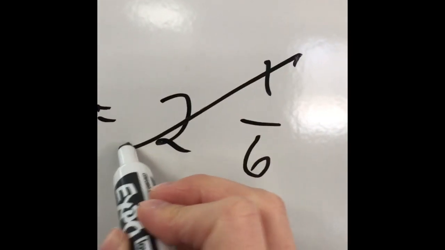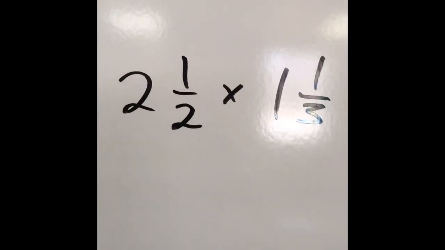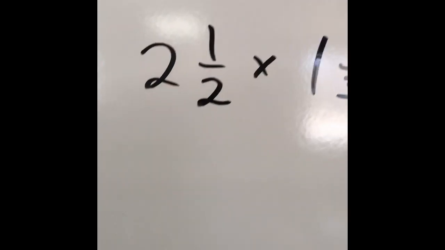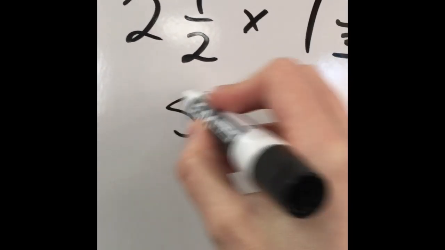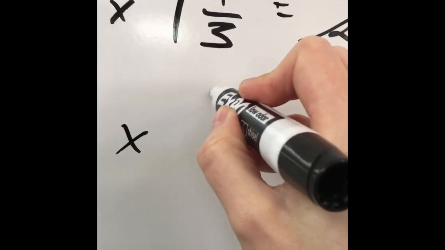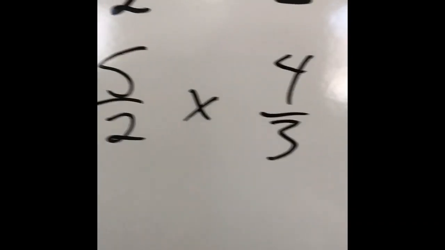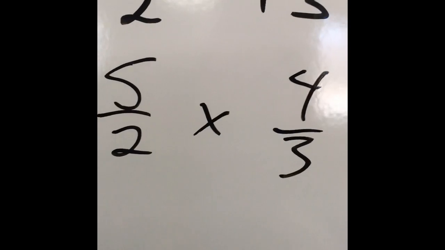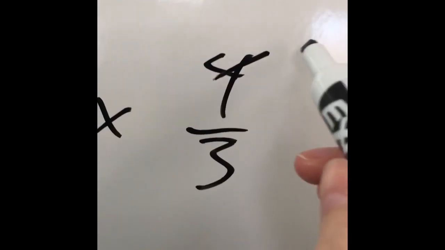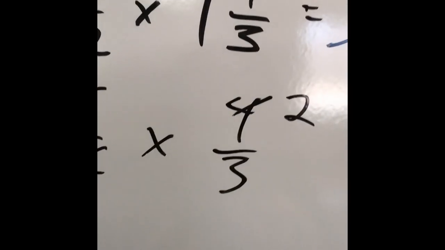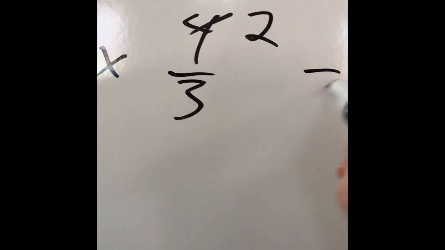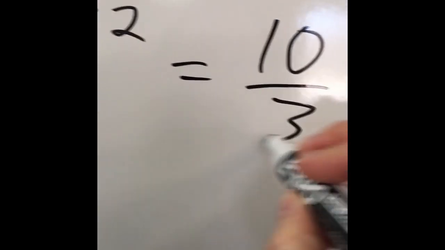Remember, this is not our procedure. Instead, we need to take those mixed numbers and turn them to improper fractions. So 2 1/2 is going to give us the improper fraction of 5 over 2. 1 1/3 is going to give us the improper fraction of 4/3. Now from here, remember that we can use cancellation. So 4 and 2 can cancel each other out. 2 will become 1 and 4 will become 2. Now we have 5 times 2, which gives us 10, and 1 times 3, which gives us 3. So our answer is 10 over 3.